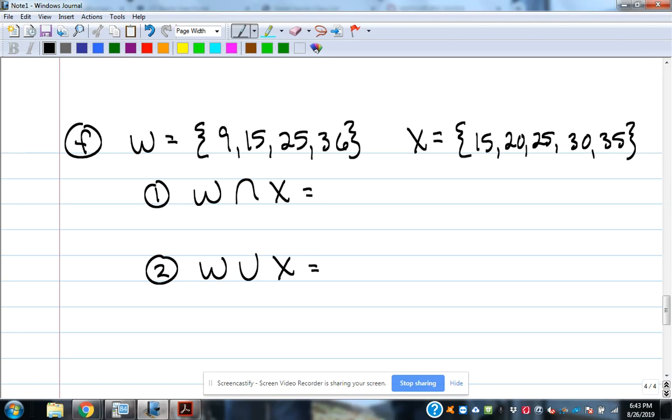All right, so the intersection. What numbers are in both sets? 15 and 25. It's that easy, folks. This is not rocket science. I wouldn't even call this algebra yet. We're just doing some set stuff. So we're not even doing any algebra.